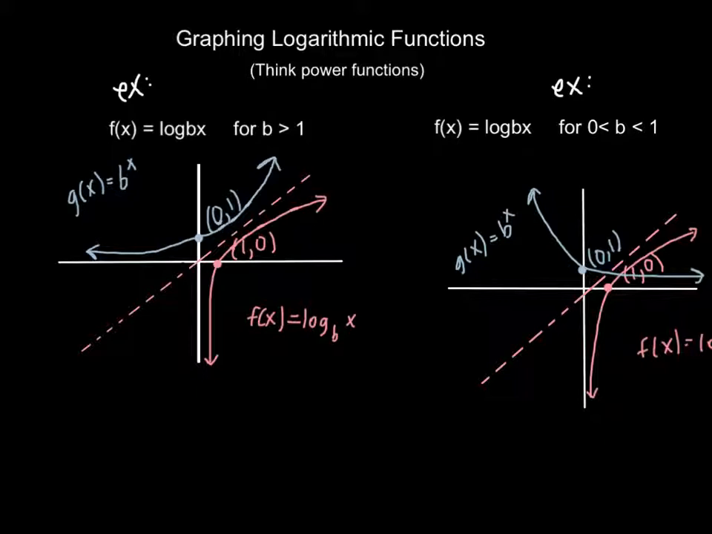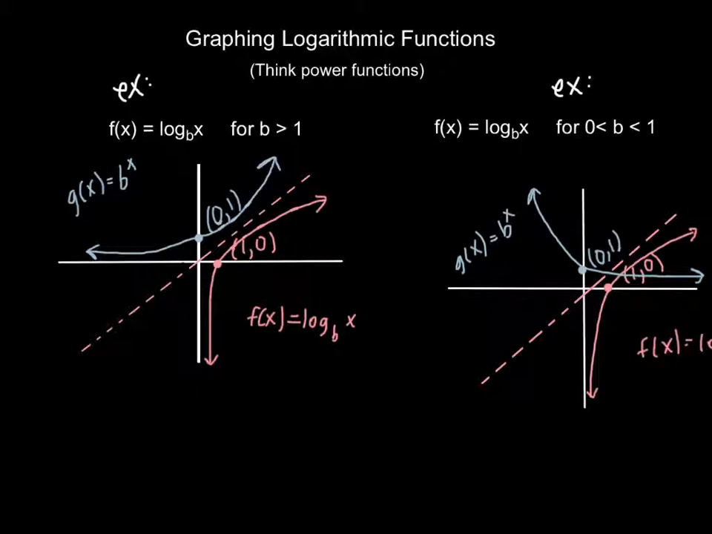Finally, we're going to be talking about graphing logarithmic functions. And think in power functions, because logs are really just exponents. So this first graph on the left is a graph of g of x equals b to the x, and f of x equals log base b of x. There's an asymptote here, and this is the graph of f of x equals log base b of x, as I just said, for b greater than 1.